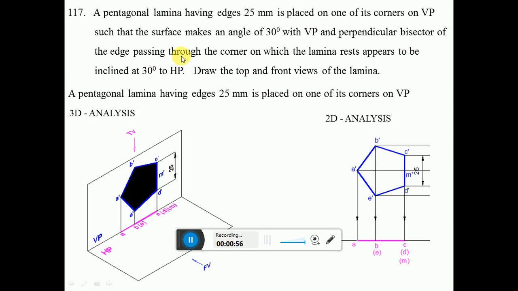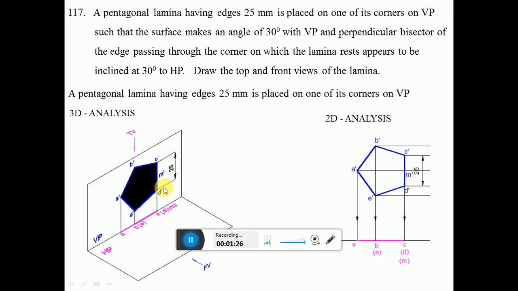See, the question can be divided into three different steps, in which a pentagonal lamina having edges 25 mm is placed on one of its corners on VP. So this is the first step. Since it has to rest on VP, we have to start from the vertical plane. So here we have the corner on VP.